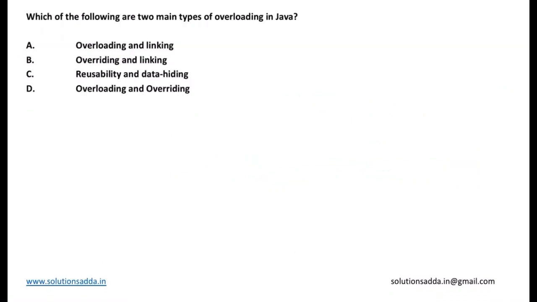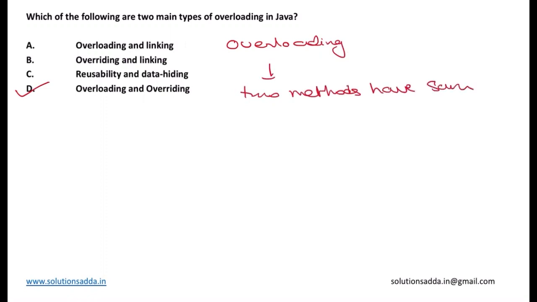This is a question from programming on Java. Which of the following are two main types of overloading in Java? So it is a pretty straightforward question, and the correct answer for this question is option D, overloading and overriding. What is overloading? In overloading, two methods have same name but different parameters.